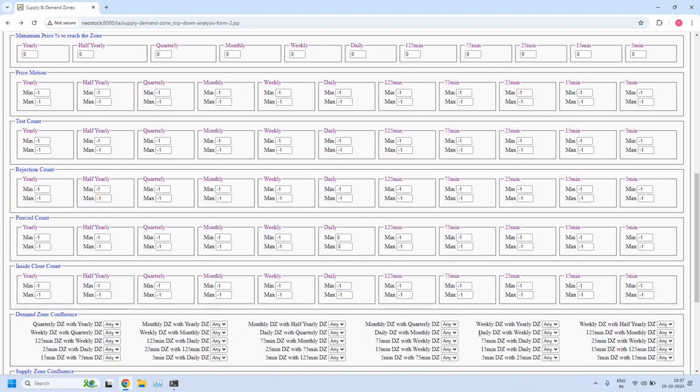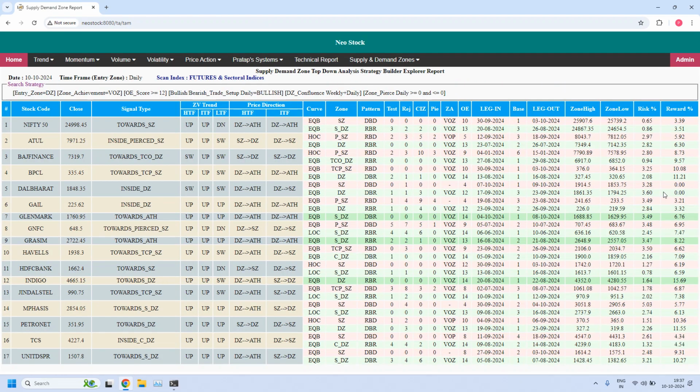So I am enabling the filter daily demand zone with weekly demand zone confluence. Let's filter. 17 stocks are there. They are supporting bullish trade setup for monthly income trade, and the daily zones are part of the weekly zones. That is what zone confluence.